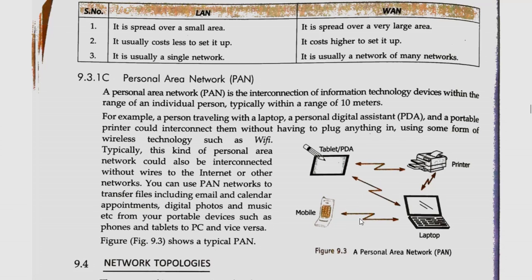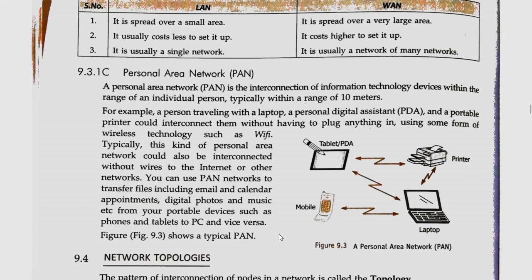Here is one example. Suppose your tablet, your printer, your laptop and your mobile are connected wirelessly or with cables. It is limited to a particular user and covers a smaller range, so it is considered a personal area network. Why personal? Because it is limited to a particular individual. So it is working as a personal area network. Got it? Now let's move to network topologies.